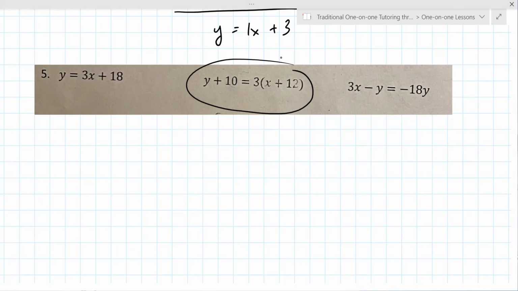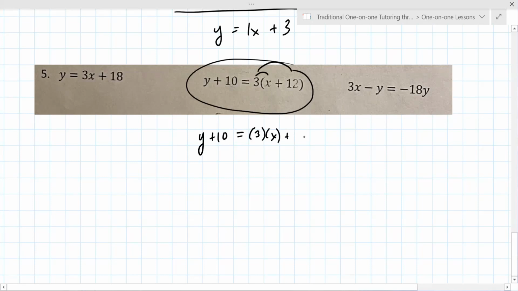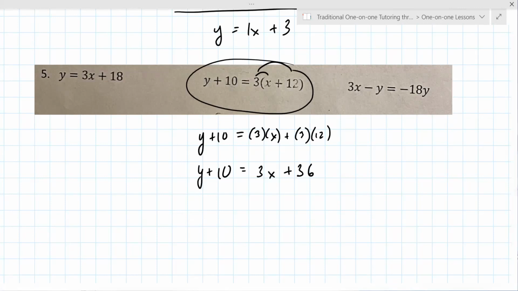Okay, so the second one does not match. It doesn't match. Well, let's go through what it actually is, because that's really the point of this exercise. So on the right here, you're multiplying both of these by 3. So it's 3 times x plus 3 times 12. So y plus 10 equals 3x plus 36. Okay, do you follow that? And then you subtract 10 from both sides.